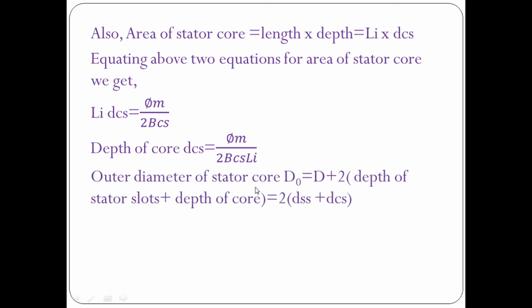The outer diameter of the stator core D naught is calculated as D plus 2 into the depth of the stator slot plus the depth of the core. If you refer to the figure, you can identify that D naught is the stator bore diameter capital D plus 2 into the depth of the stator slots plus depth of the core, which is equal to D plus 2 DCS plus 2 DSS.